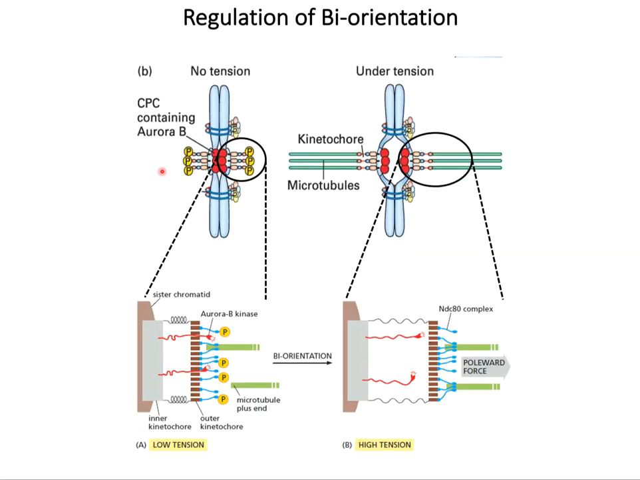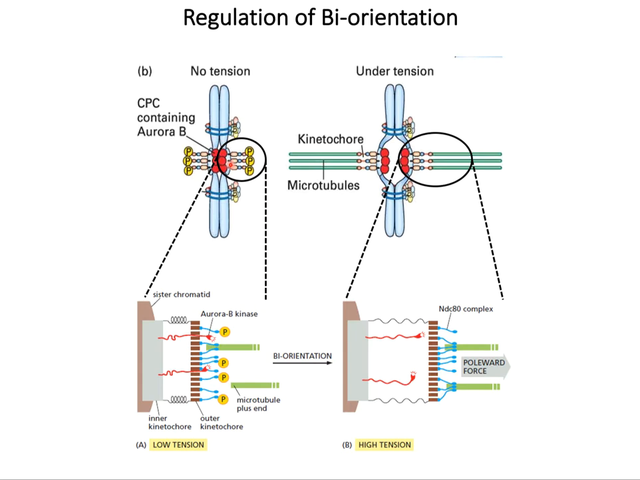The third major player is a protein complex known as the CPC, which stands for chromosome passenger complex. And within this complex is a kinase known as the Aurora B kinase. And remember, kinases are the enzymes that phosphorylate other proteins. So what happens is that the CPC associates with the inner kinetochore early in mitosis, and the Aurora B kinase, shown here in the red in the CPC complex, is sitting right here at the kinetochore region and is able to phosphorylate many of the proteins in the inner kinetochore and the outer kinetochore.